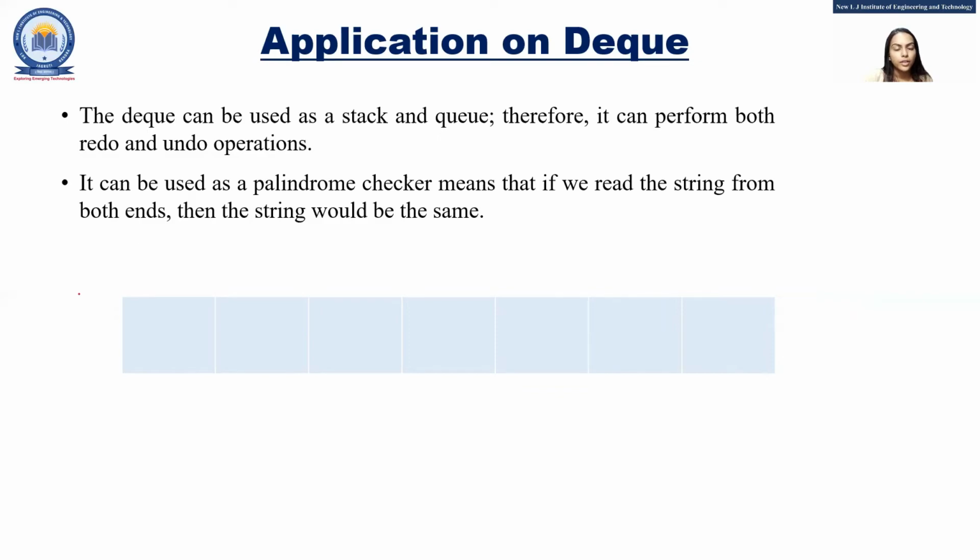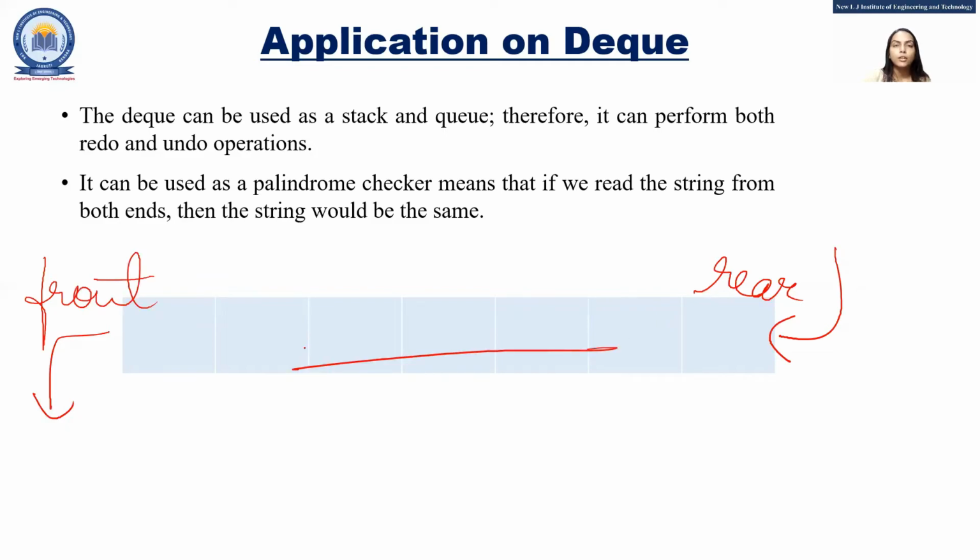For a Q, if we just keep the insertion from the rear and deletion from the front, this is the same DQ which can work as a Q, because in a Q we have insertions at one end and deletions at the other.